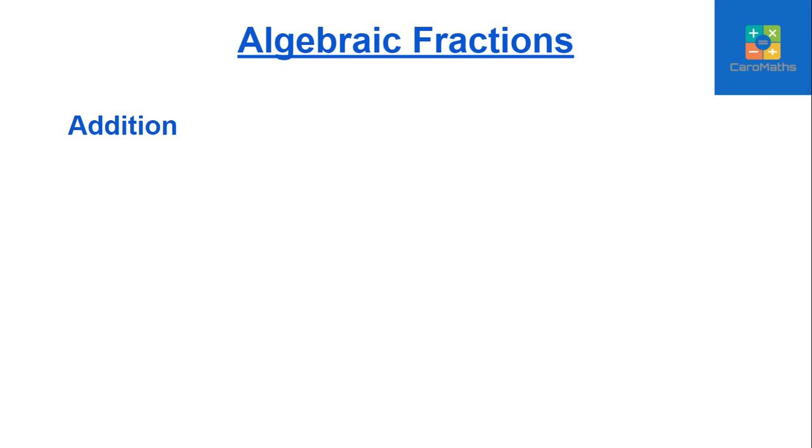So let's have a look at addition to start with. If you've got a over b plus c over d, how do we add them? We need to make sure that they've got a common denominator. And how do we achieve this? Well, we take a over b and we times it by d, which is the denominator of the other fraction. So we've got a times d over b times d.